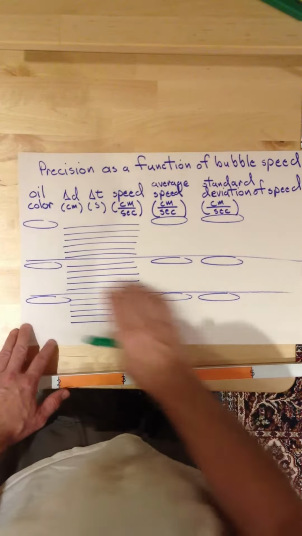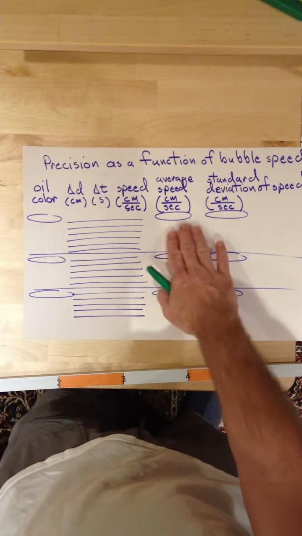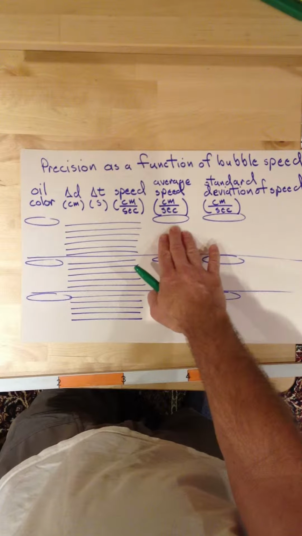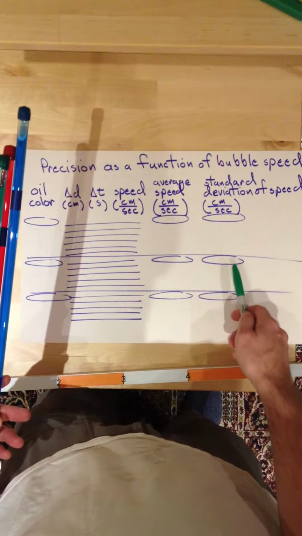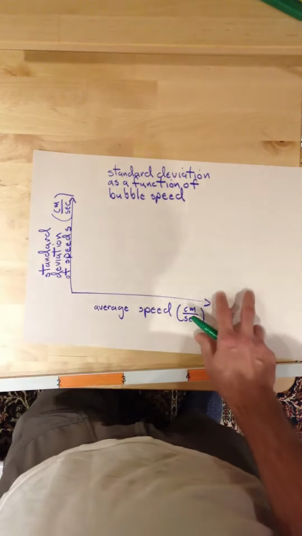You're going to make a table with the three oil colors, all the duplicate measurements, and then the summation measurements, that is the overall average of the blue, green, and red bubbles, and then the standard deviation of all three sets. Then finally we draw a graph.